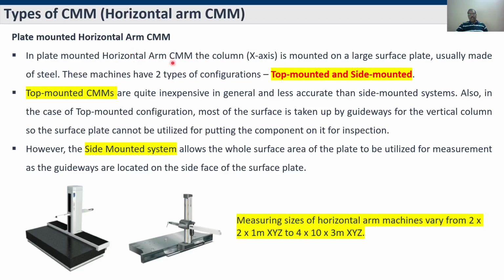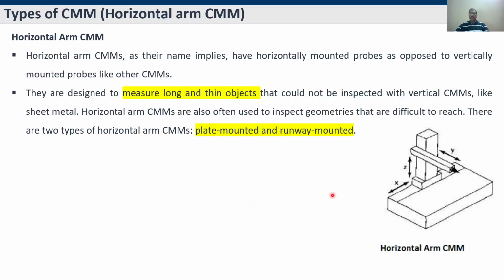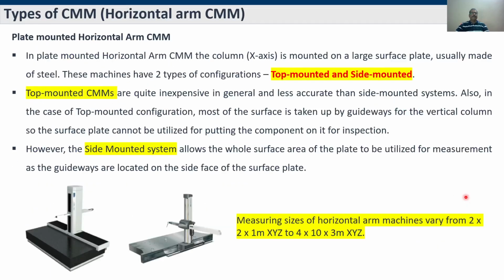in the plate mounted horizontal arm CMM, the column x-axis is mounted on a large surface plate. This is the surface plate, and this is the x-axis. This x-axis is mounted on the large surface plate. The large surface plate is usually made of steel. These machines have two types of configuration: one is top mounted and the other is side mounted. This is top mounted. Another one is side mounted.